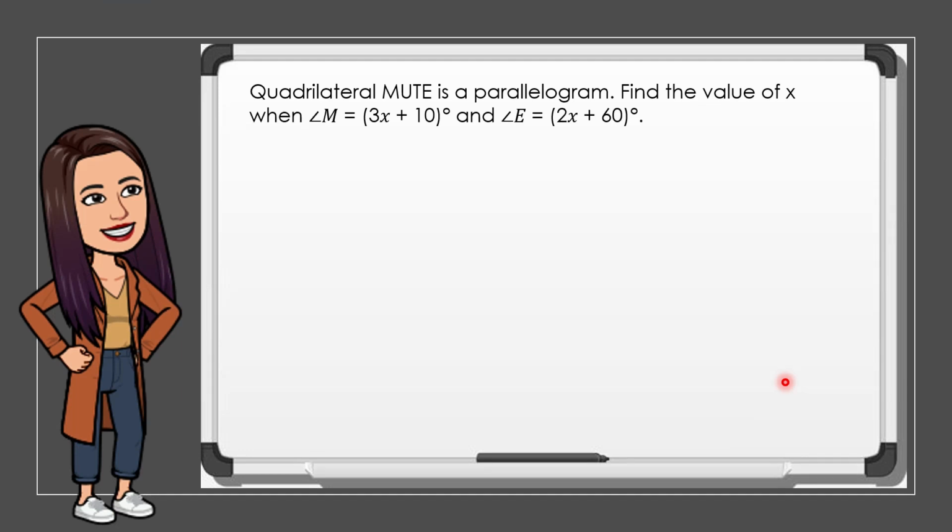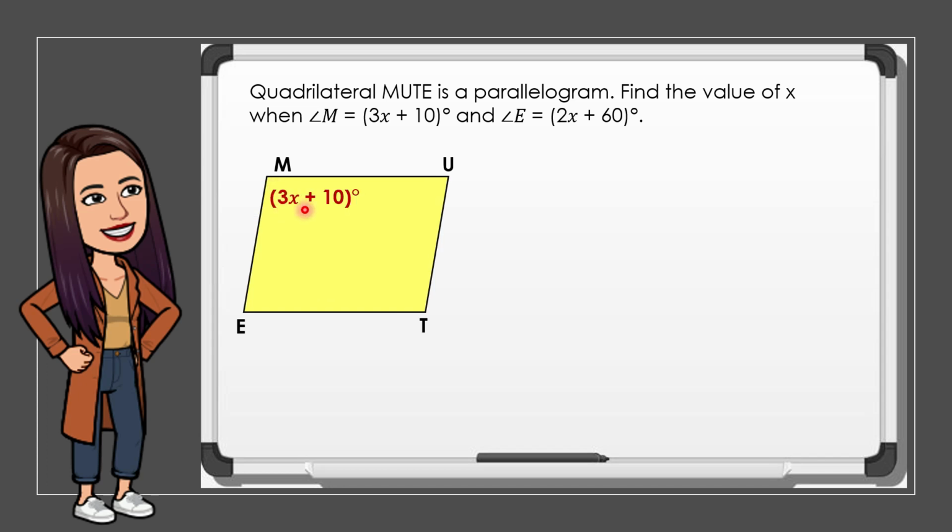Quadrilateral MUTE is a parallelogram. Find the value of x when angle M is equal to 3x plus 10 degrees and angle E is equal to 2x plus 60. So for our first step, let us illustrate the quadrilateral MUTE first. Therefore, we have this illustration. And it says that angle M measures 3x plus 10 degrees, this one, while angle E measures 2x plus 60.